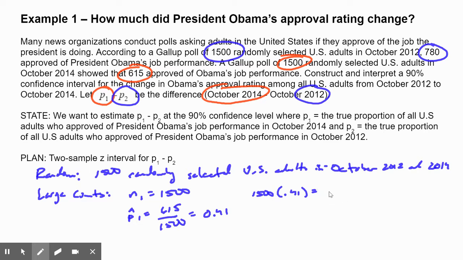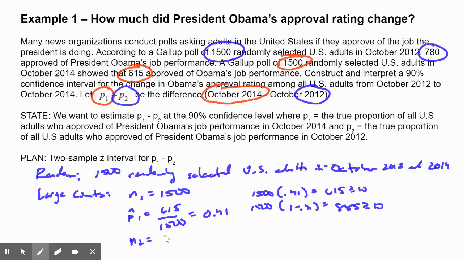That's 615. That is at least 10. And we'll do 1,500 times 1 minus 0.41. And that's 885. And that's at least 10. Okay, so far so good there. All right.